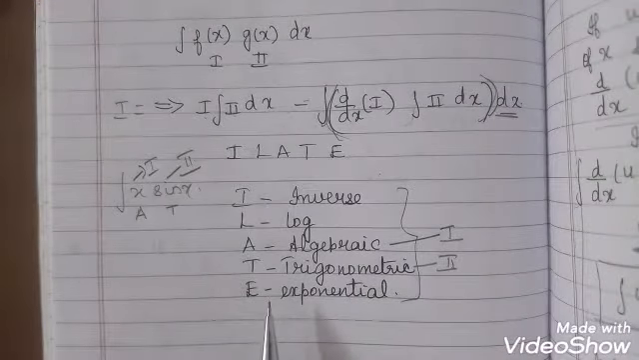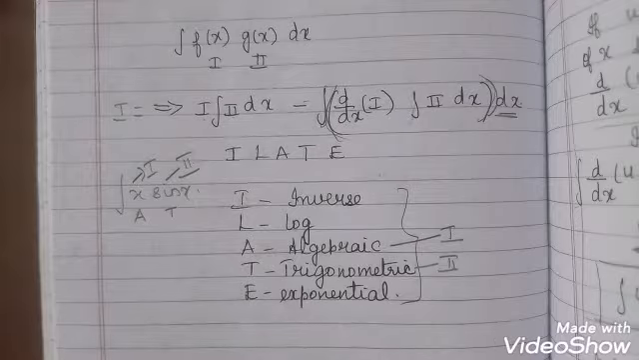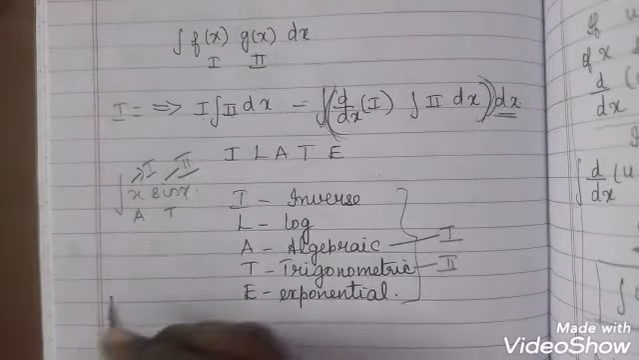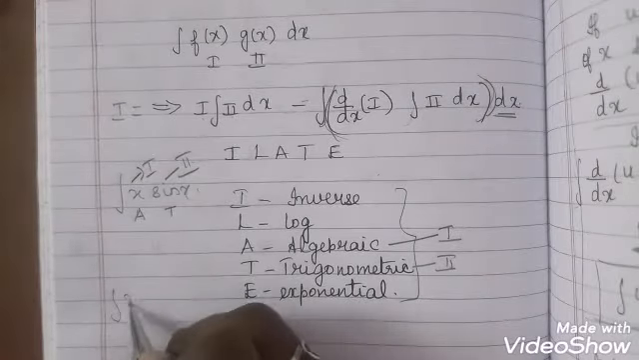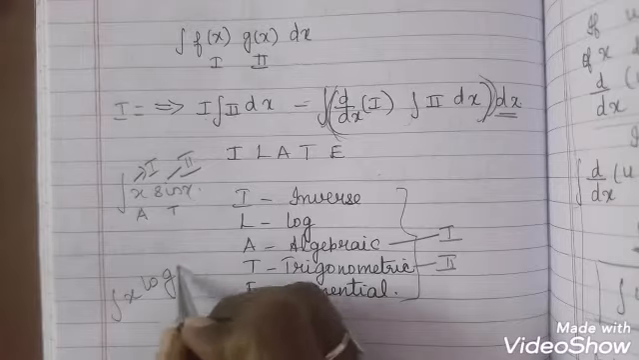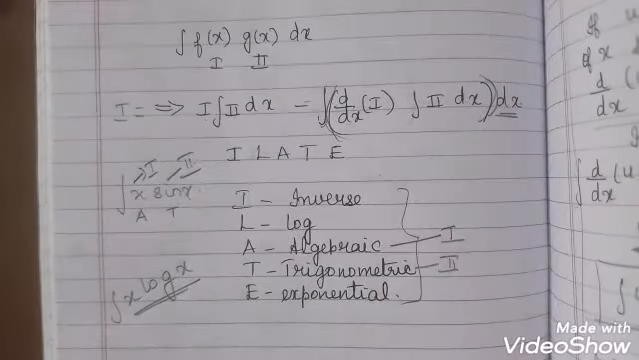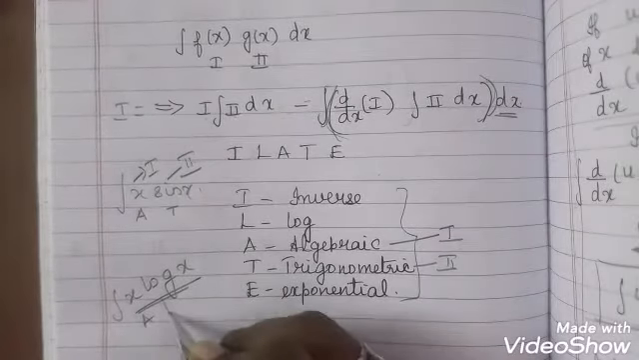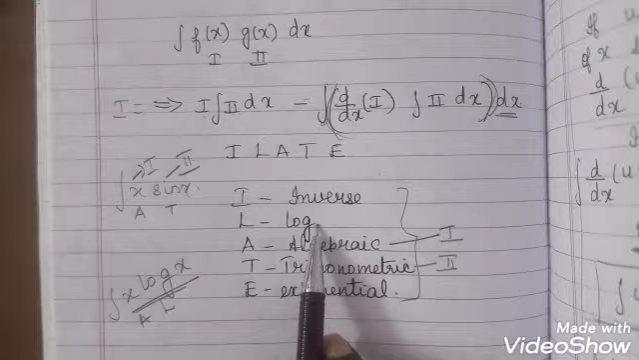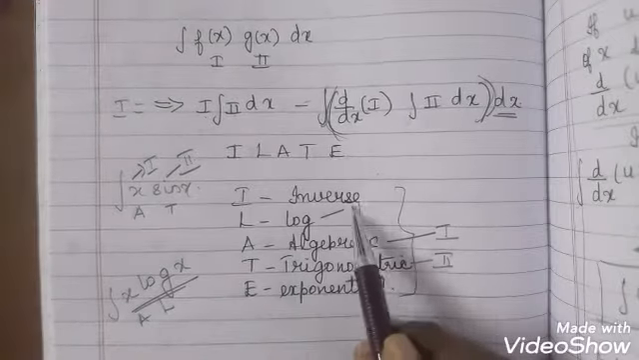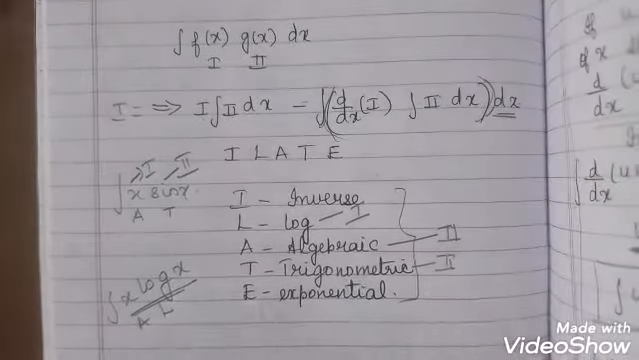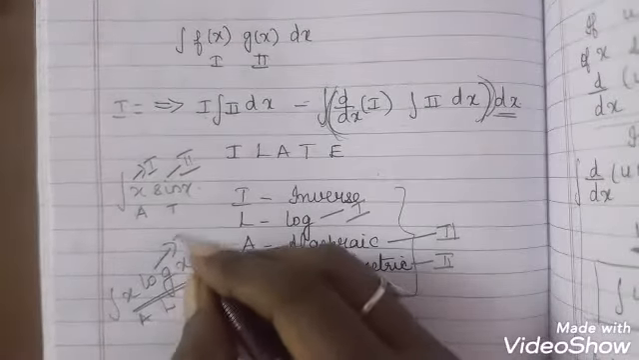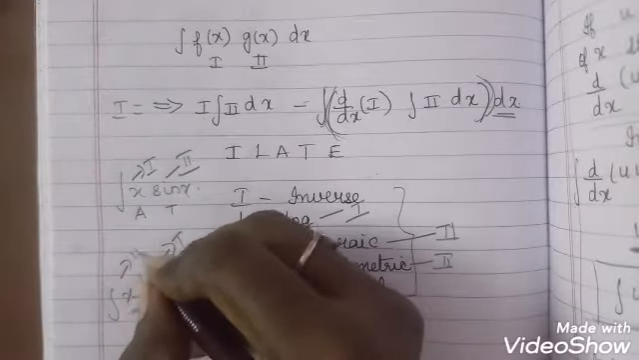You understood? Maybe I can give you another example also. What is the other example I can give you? Suppose I have x into log x. In this case, this is your algebraic and this is your logarithmic. When you compare it, which comes first actually? This comes first and this comes second. So which one will I write first? This one will be first and this one will be second.